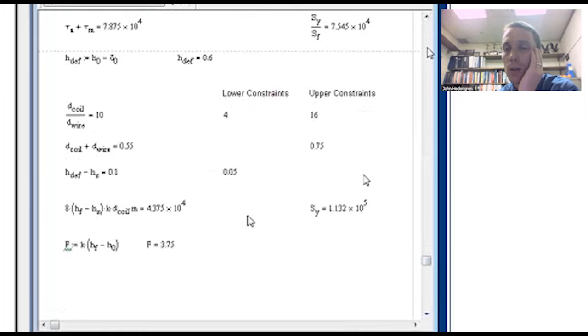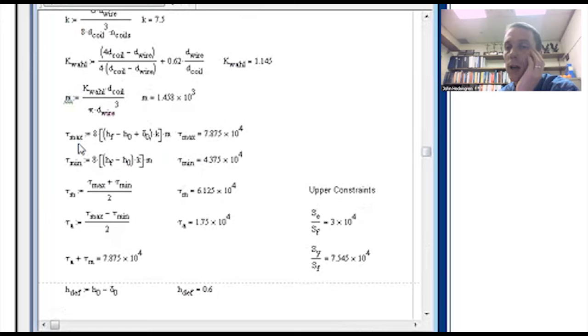Okay. So let me go back up then. So tau max here, we're just going to do that at the deflected height. So here's the height change just from pre height to the nominal preload, and that's an initial 0.4 inches. And so this is the change in spring height from the no load to the deflected load. And then we have our K value from our spring constant, and then this M value, this intermediate value that I defined. Okay, so that gives us our tau max.